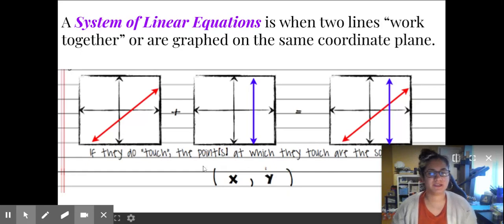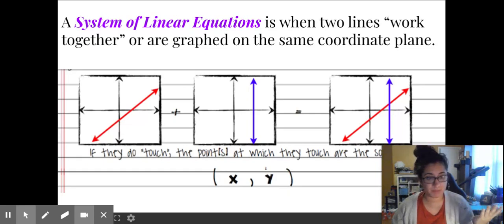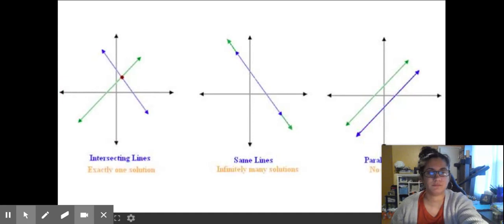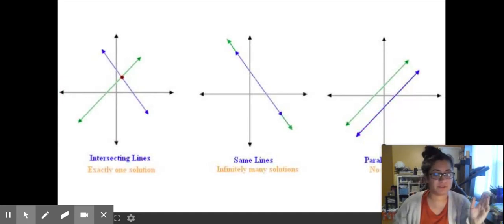It does say when they do touch, the point or points at which they touch are the solutions. That's what we were just talking about. A system of linear equations is when two lines work together, or they're graphed on the same coordinate plane. You might have that red line and the blue line, and if they touch, that point where they touch is a solution. We discussed that there are three different scenarios for how they may touch.